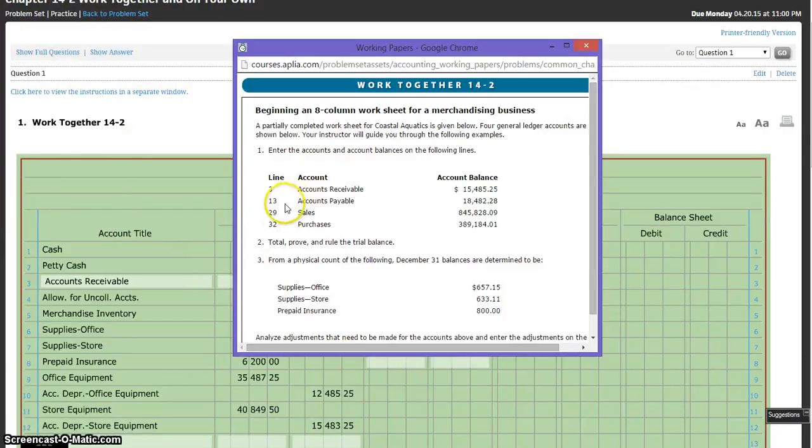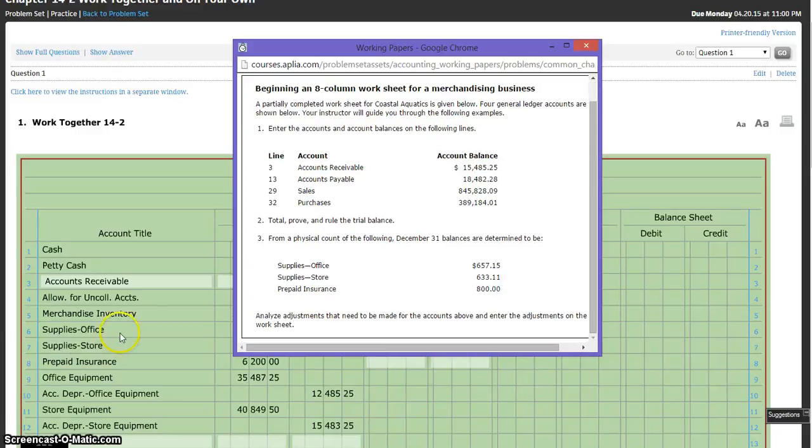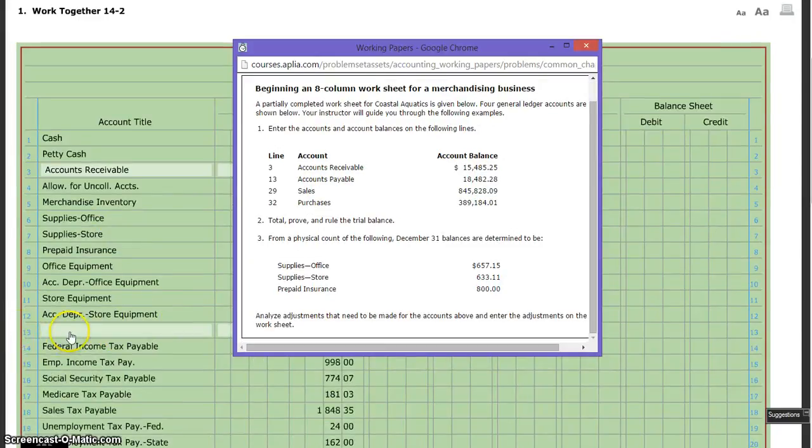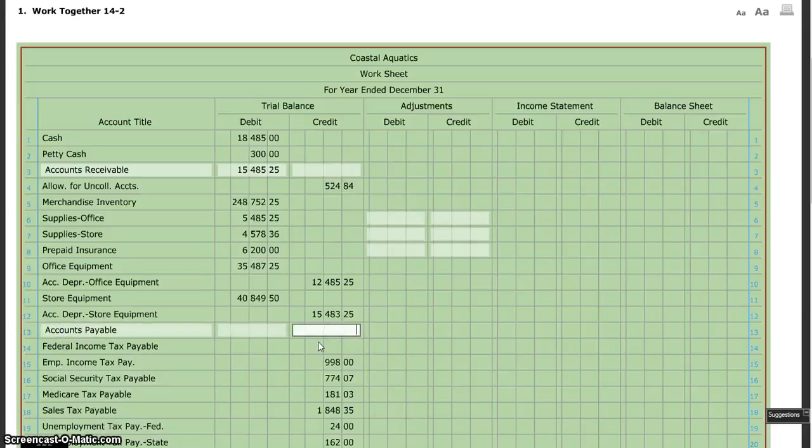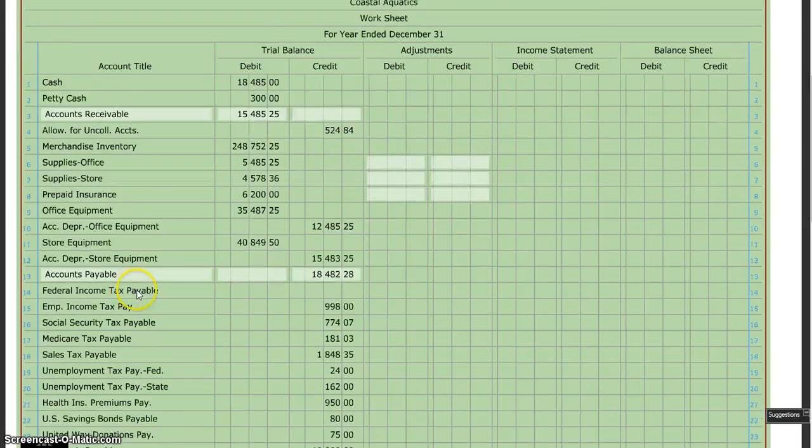The second one is going to be on line 13, accounts payable for $18,482.28. We know that accounts payable is a liability, and we know all liabilities have a credit balance. So we're going to scroll down to line 13 and fill in this information. So there's the second one again, the accounts payable and the amount in the credit column.